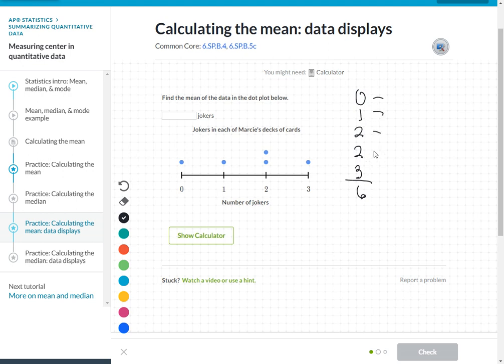There are 1, 2, 3, 4, 5 data pieces. So 6 is being divided by 5. So 5 goes into 6 one time. Product of 5, difference of 1. So we have to add a decimal and bring it up top. So we can add a 0 and bring it down. That's 10. 5 goes into 10 2 times to get a product of 10. Difference of 0. So the answer will be 1.2. So there's an average of 1.2 jokers in each deck. A mean of 1.2 jokers per deck.